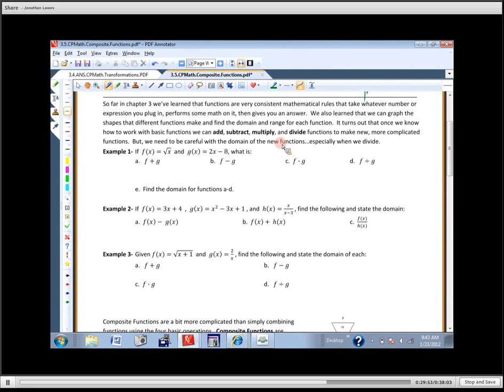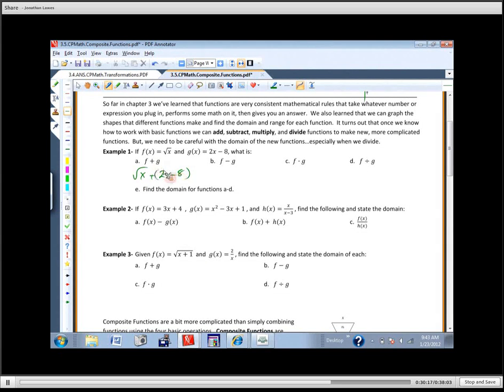Okay? So here's what we're going to do. We're going to take two fairly simple functions. One's just the square root function that we looked at earlier, and then a linear function, 2x minus 8. And here's what we're going to do with them. This first part is pretty easy. I'm going to make a more complicated function by adding f to g. So I literally have a new function that's the square root of x, that's f, plus 2x minus 8.